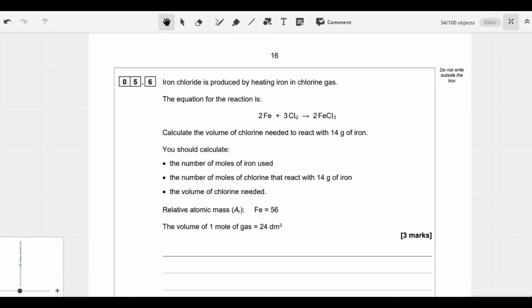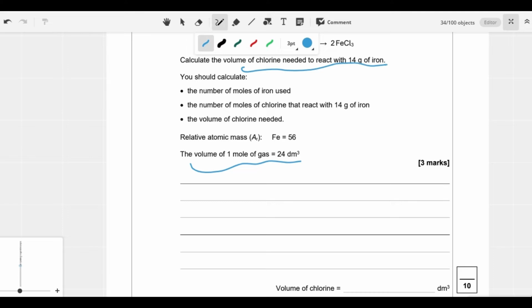Now here is question number 5.6. Iron chloride is produced by heating iron in chlorine gas. Here all the material is given. Calculate the volume of chlorine needed to react with 14 grams of iron. The volume of 1 mole of gas is 24 decimeter cube. First you need to find the moles of iron. n is equal to mass over molar mass. The mass is given, 14, and the molar mass is 56, and dividing it you get 0.25.